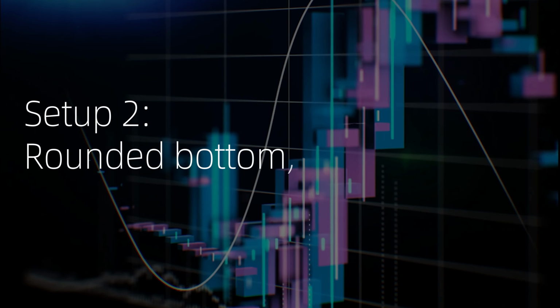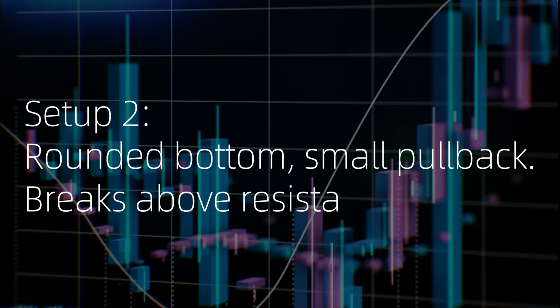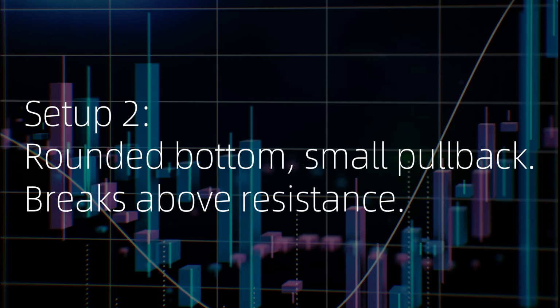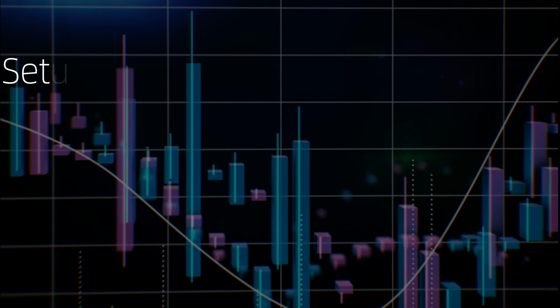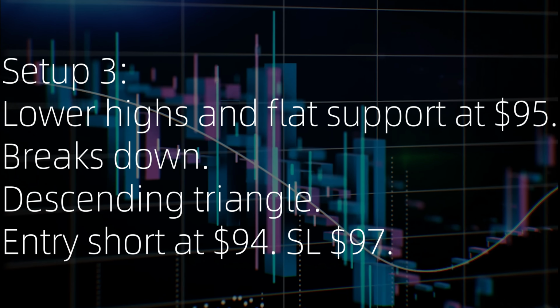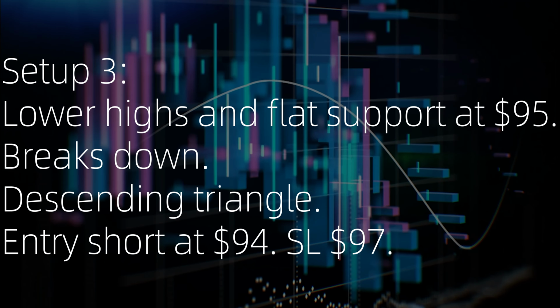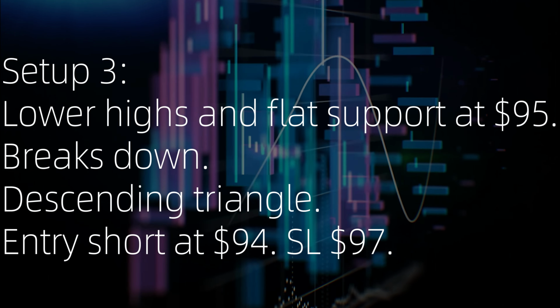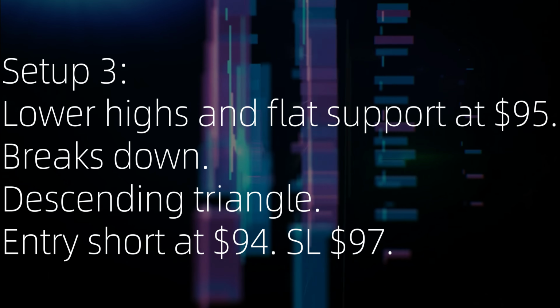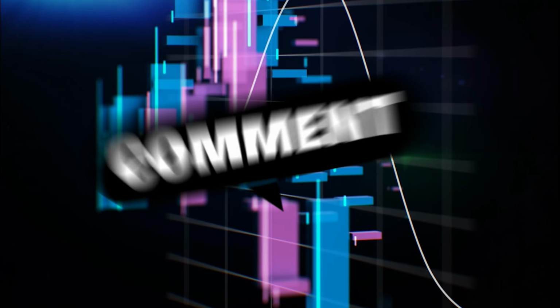Setup 2: rounded bottom, small pullback. Breaks above resistance. Yup, cup and handle. Setup 3: lower highs and flat support at $95. Breaks down. Descending triangle. Entry short at $94. SL $97. Drop your answers in the comments. I'll be replying to all.